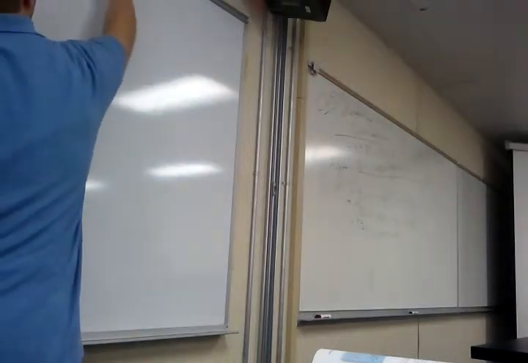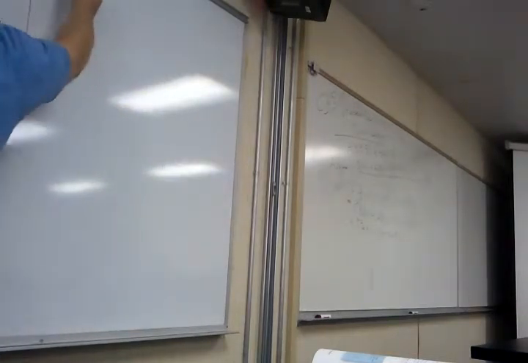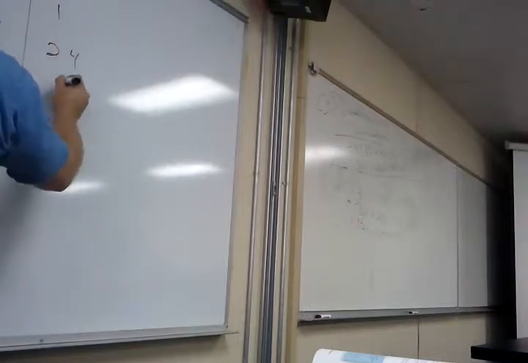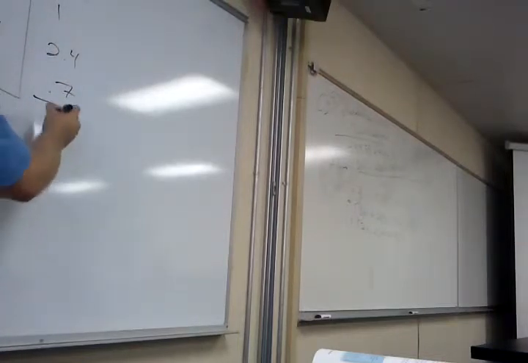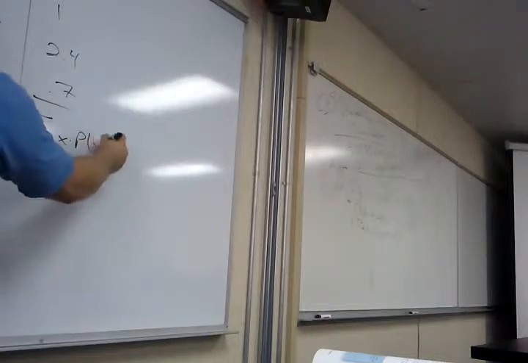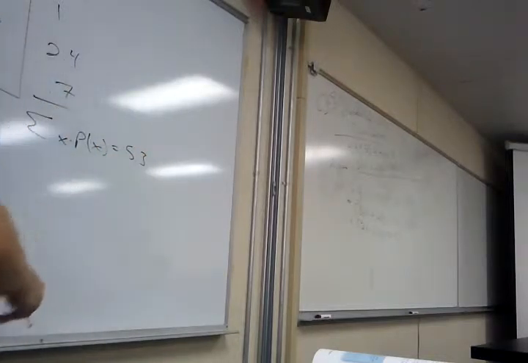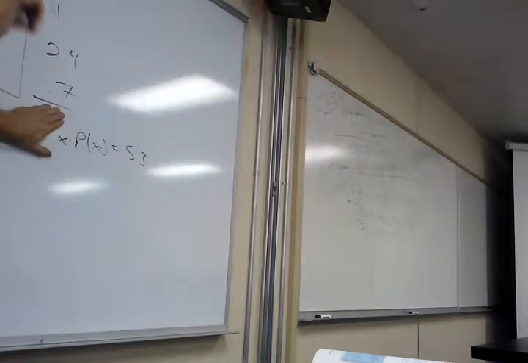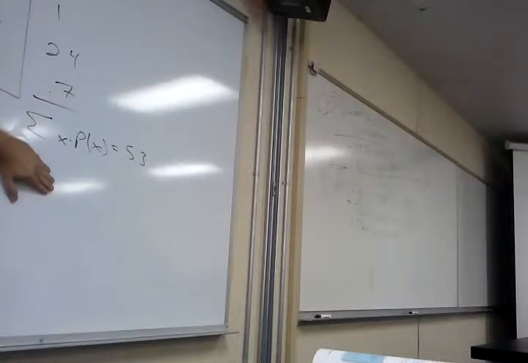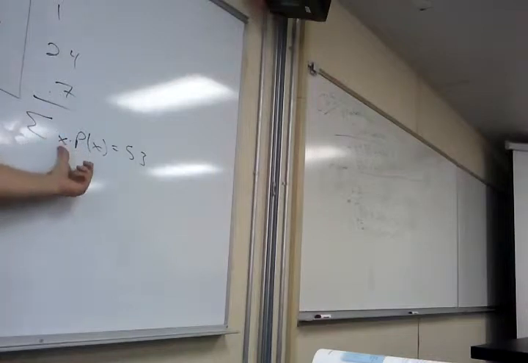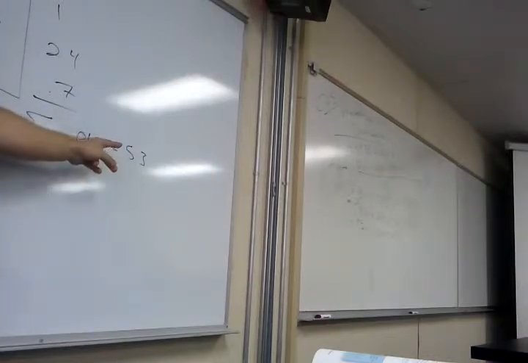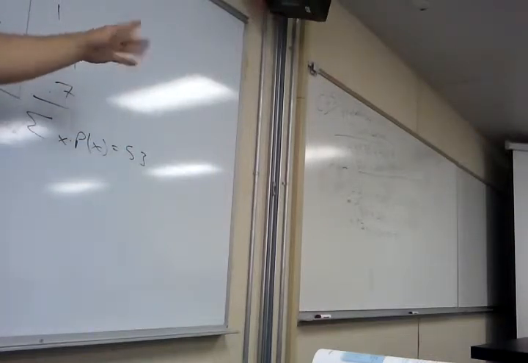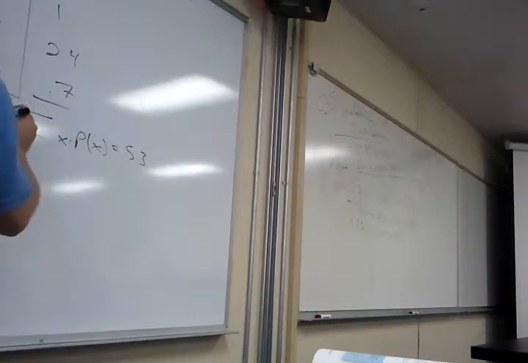X times P of X. You multiply across, add down. So the sum of X times P of X is 5.3. Is that cool? There's my X times P of X's. That's what that column is. That's the X's times the P of X's. When I add them together, what symbol do we use for that? The sum. So the sum of all of these is 5.3. And what was that again? That was the average. So that's the formula for the mean.